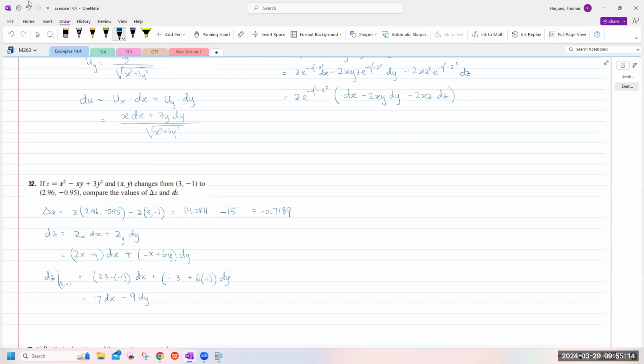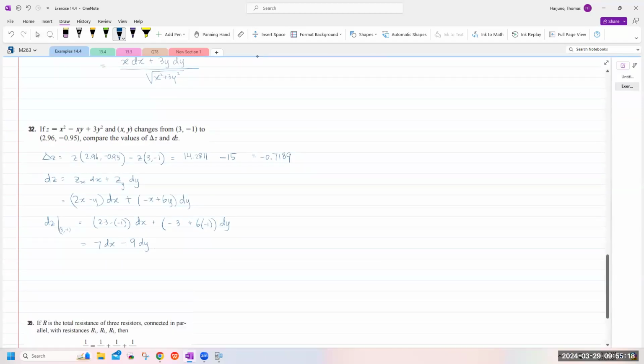Now we see what dx and dy are. Let's do that aside. (2.96, -0.95) minus (3, -1) is our (dx, dy), which will be (-0.04, 0.05). Actually, to be more precise, we're supposed to write this using vector form.